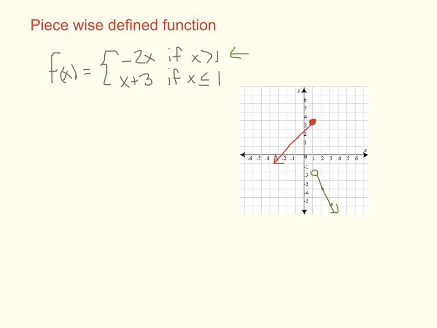So here, I'm going to say my domain, again, is all reals. My range is a little bit harder to see this time. Both of my graphs are going down, so it's never going to be greater than 4 here. So it's y is less than or equal to 4.